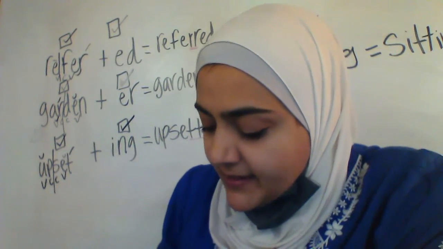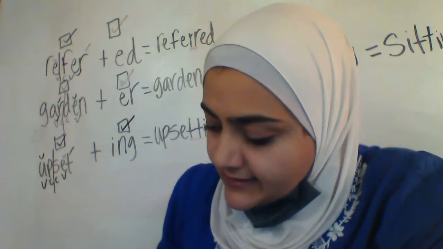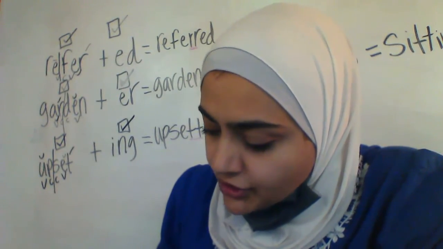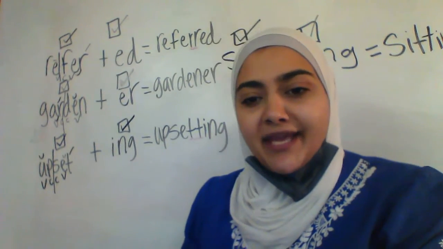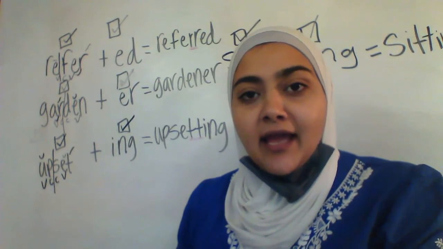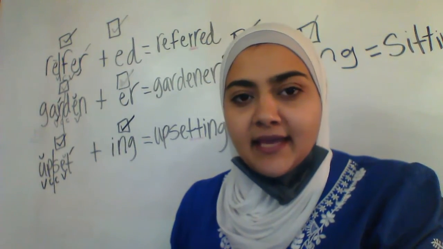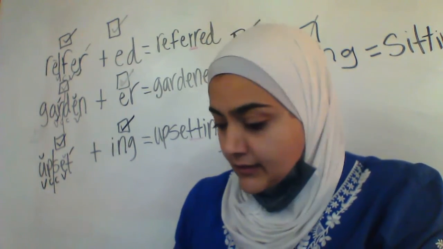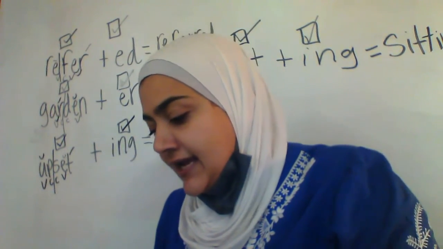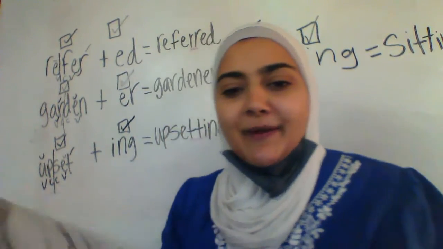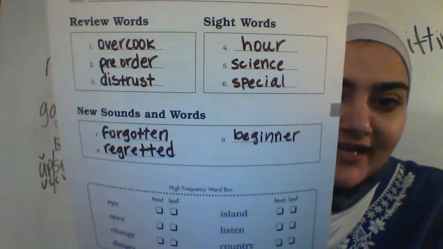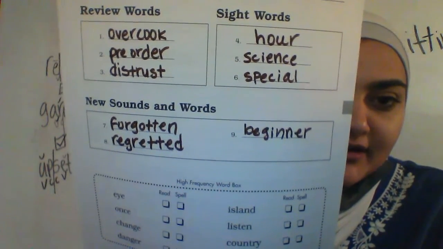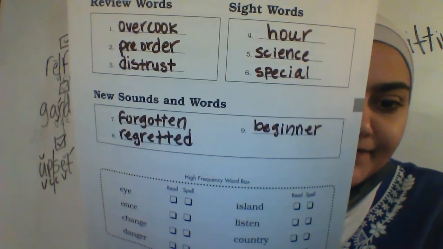Number 9, beginner. Begin. And then am I doubling the N? Yes. And then I'm adding the suffix. So you spell beginner, B-E-G-I-N-N-E-R. Beginner. So your paper should look like mine. If you need some time to check your work, you can pause the video now.